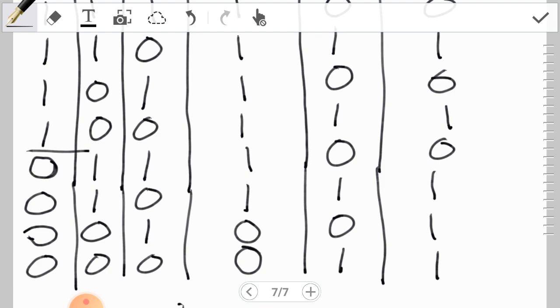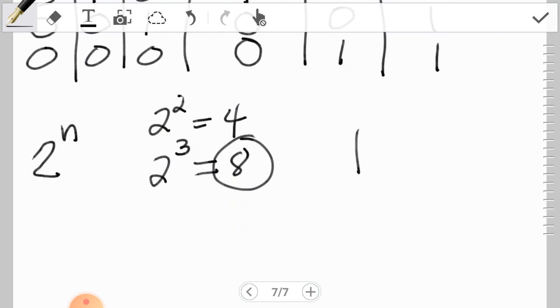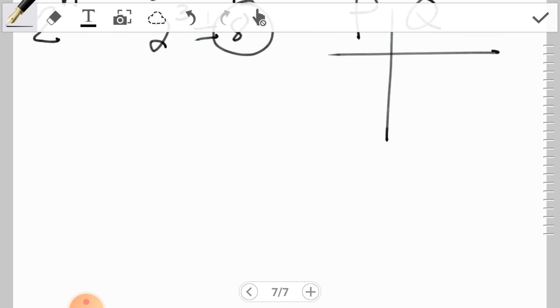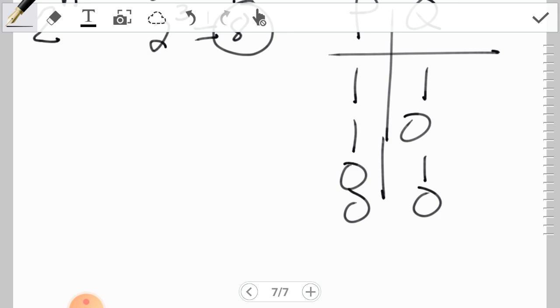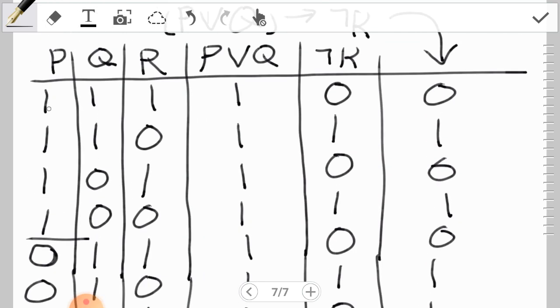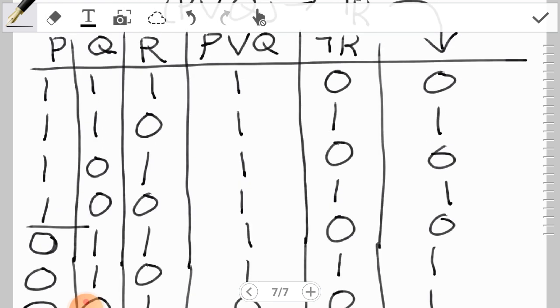But if we have only 2, again for P and Q, how do we remember this? True, true, false, false, alternate for the second. So if there are 2: true, true, false, false, alternate for the second. If there are 3, for the first one, four true, then four false. And then here, two each, then for the third, alternate.